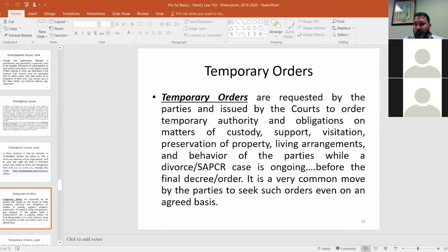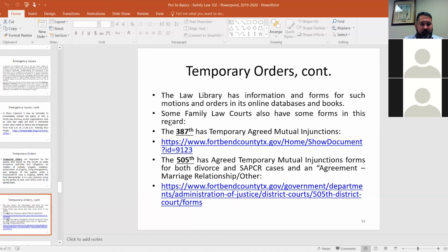I'm going to have to go a little quickly here because unfortunately we're running out of time and there's a lot to cover. While a case is pending, courts can issue temporary orders that govern behavior and other aspects until the formal final order is issued, such as custody and support.